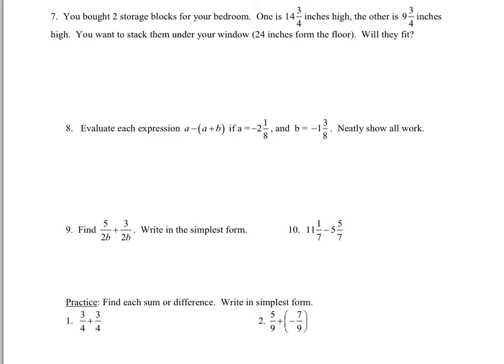All right. So what we want to do is find out what those 2 storage blocks total will be, and then we can know whether or not it will fit. So I want to take 14 3/4 inches and add 9 3/4 inches to it. Okay, so we need to add our fractional parts. So 3/4 plus 3/4 will give us 6/4. Remember, the denominator stays the same. And then 14 plus 9 is 23.